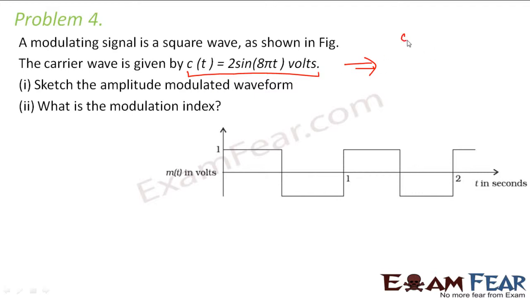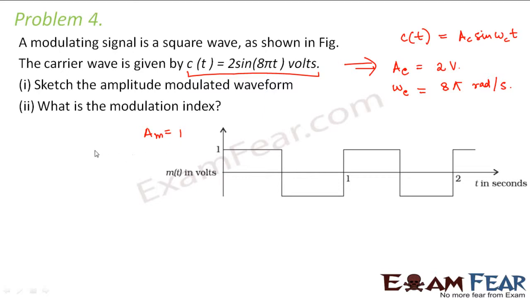We know that a carrier wave can be represented as AC sine omega c t. Therefore, we can say that the amplitude of the carrier wave is equal to 2 volts. We can also say that omega c, that is the angular frequency of the carrier wave, is equal to 8 pi radian per second. Similarly, if you look at this sketch of the modulating signal, what details do you get from here? We can see that AM, that is the amplitude of the modulating signal, is equal to 1. This is the maximum amplitude. Okay. What else do we see?